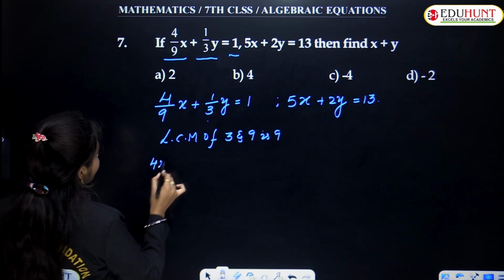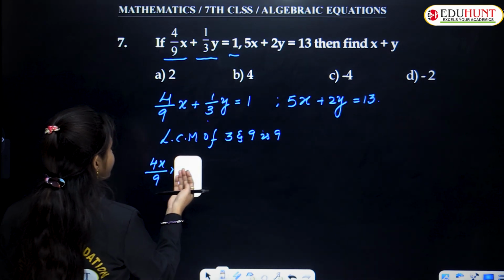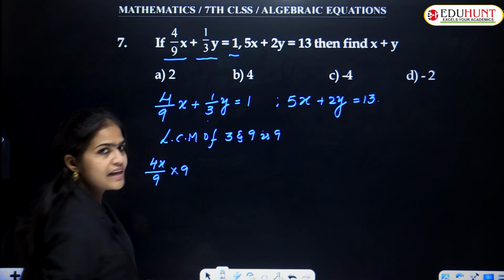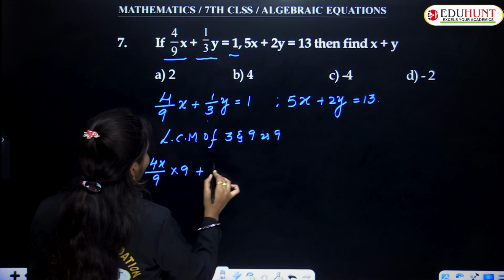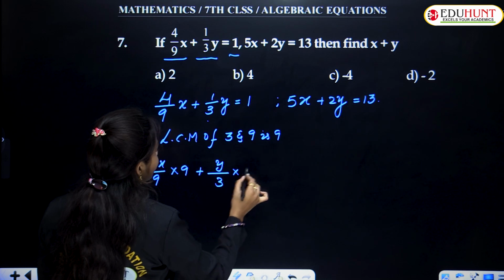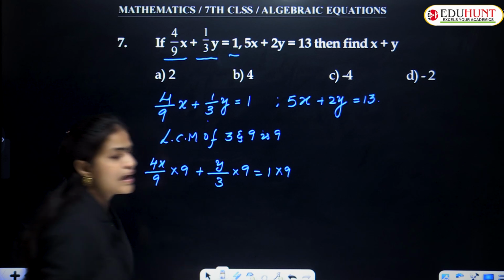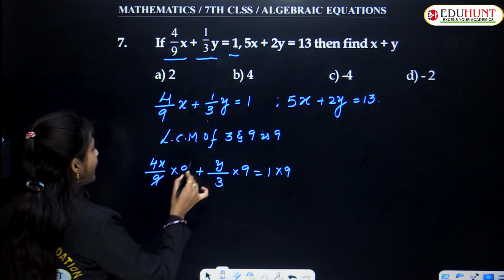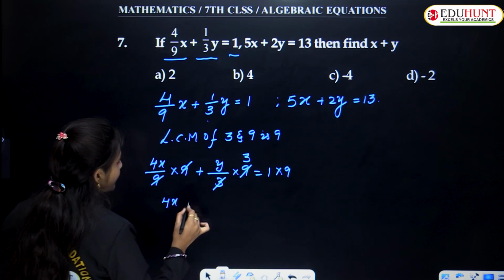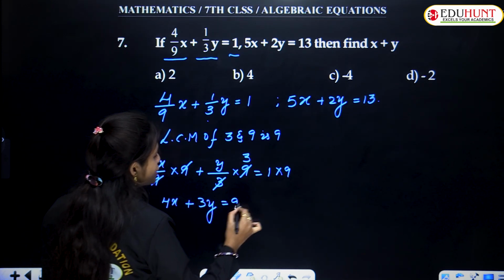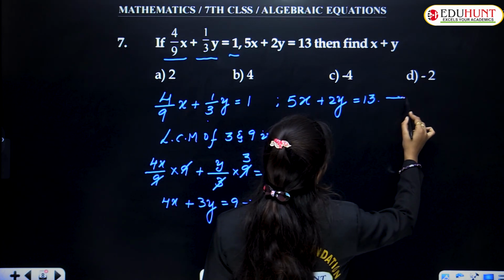So here the first one, 4x by 9, the first term should be multiplied with 9. Why? Because here we got 9 as the LCM, no? So that's why. Plus 1 into y, which is y by 3 into 9, which is equal to here 1 into 9. Am I clear to you? So, from this one, here 9 and 9 get cancelled, and here 3 into 3 is 9. So, here 4x plus 3y which is equal to 9. So, this is equation number 1. Clear? And this is equation number 2.